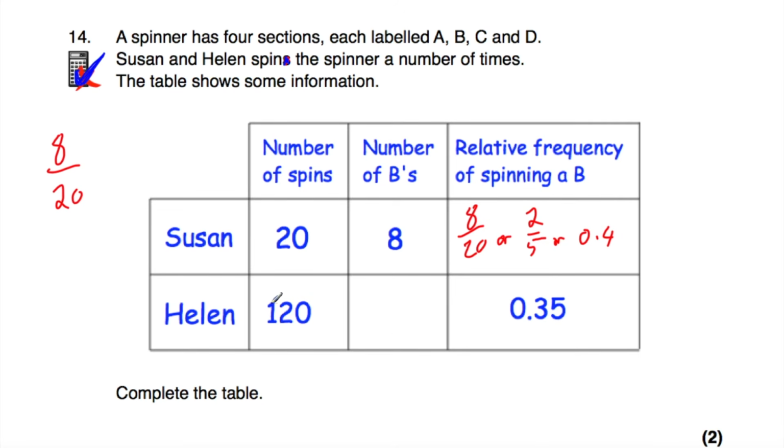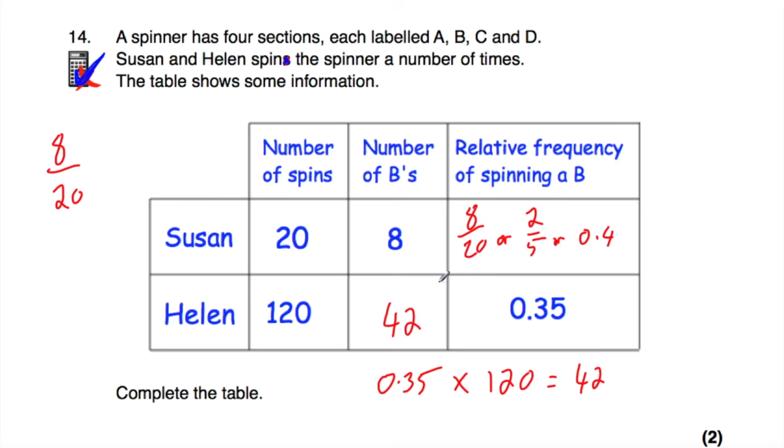So for Helen, we know that Helen spun the spinner 120 times and the relative frequency of her getting a B is 0.35. So if we take the 0.35 and multiply that by 120, if we multiply the relative frequency by the number of trials or spins, that'll tell us how many successes. That'll tell us how many times the spinner landed on a B. So 0.35 multiplied by 120 is equal to 42. So that means that it landed on a B 42 times.